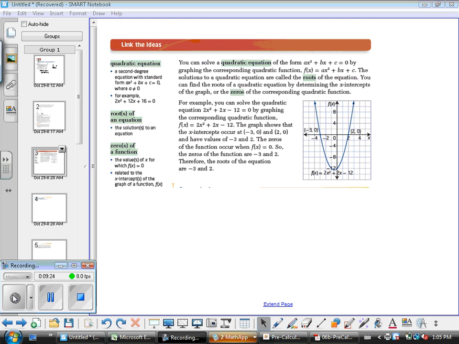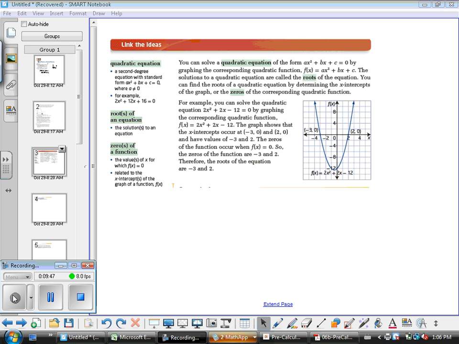Okay, so just to summarize there, a quadratic equation is in the form ax squared plus bx plus c equals 0. So instead of having f of x, you've got the 0. The roots of an equation are the solution, so once you set it equal to 0, what would be the values of x that would make that true? And the zeros of a function are where you set f of x equal to 0 and find out what the x value would have to be to make that happen.